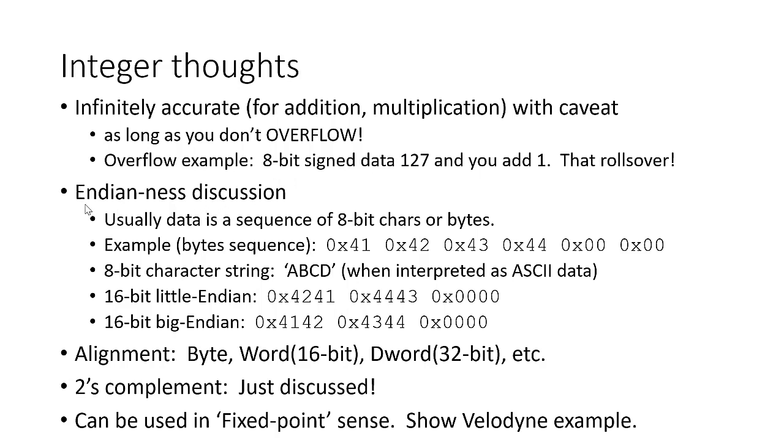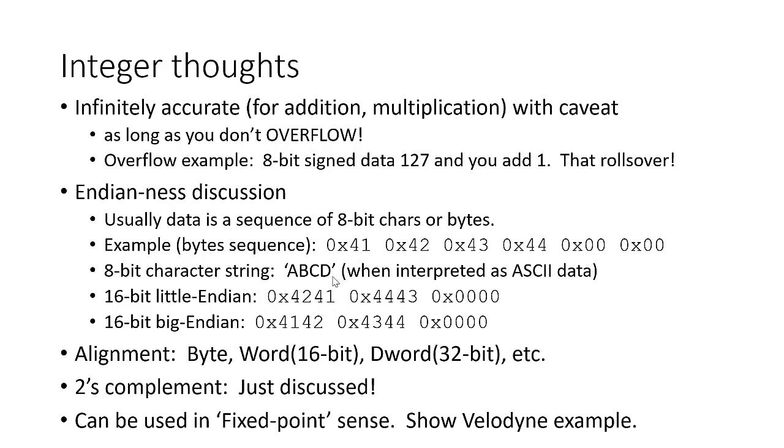Endianness. So that's with an E. So I wanted to talk a little bit about that, and how I present that is I think of data as a sequence of 8-bit characters or bytes. And as an example, I'm going to give you 41 hex, 42, 43, 44, and then I'm going to follow that up with a couple of zeros. So we've got 6 bytes of data, and we're going to look at that in a number of different ways. If we look at it as ASCII data, then that would be the A, B, C, D that we had earlier from the ASCII table.